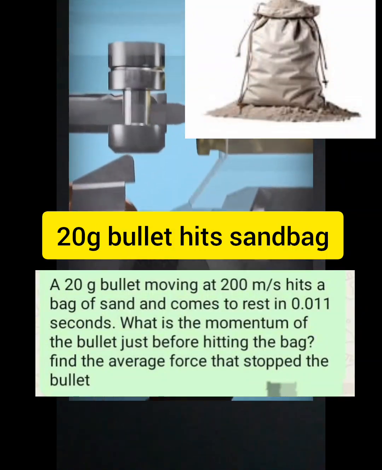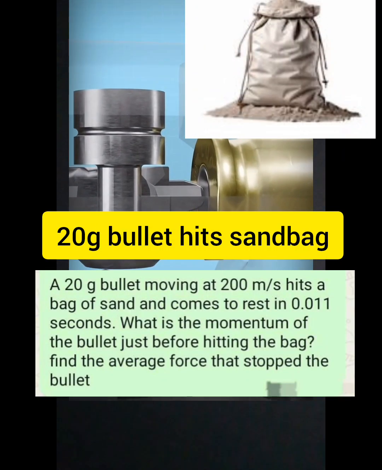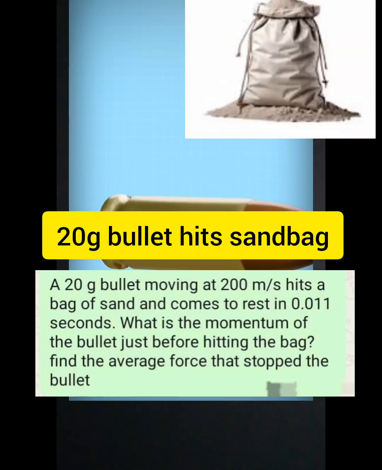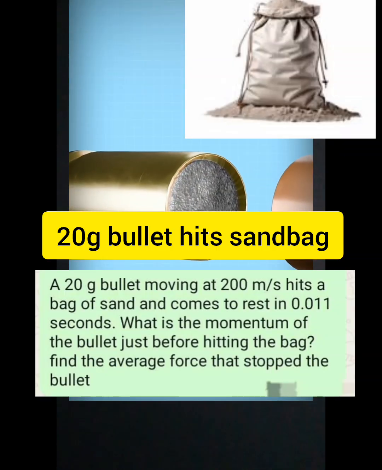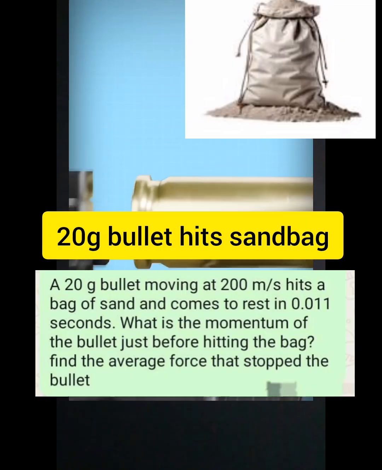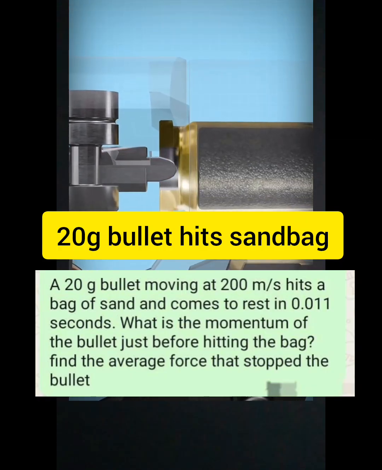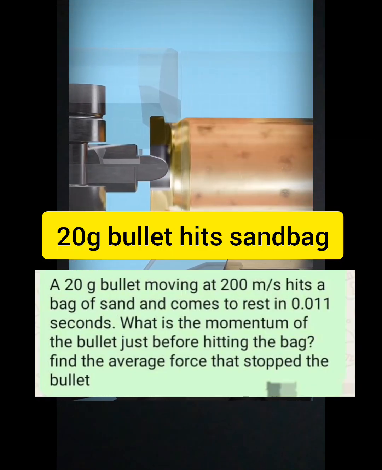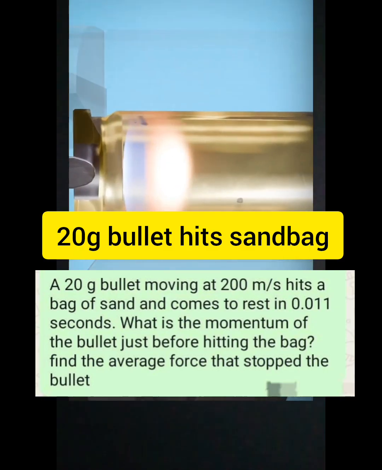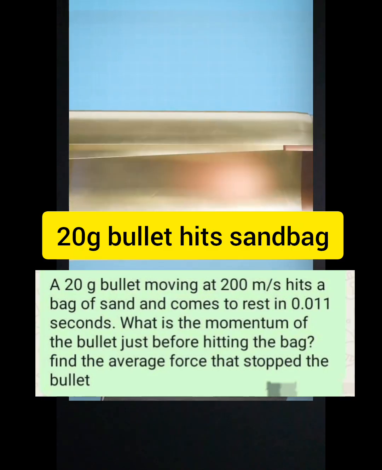Okay, a 20-gram bullet moving at 200 meters per second hits a bag of sand and comes to rest in 0.011 seconds. What is the momentum of the bullet just before hitting the bag? Find the average force that stopped the bullet.